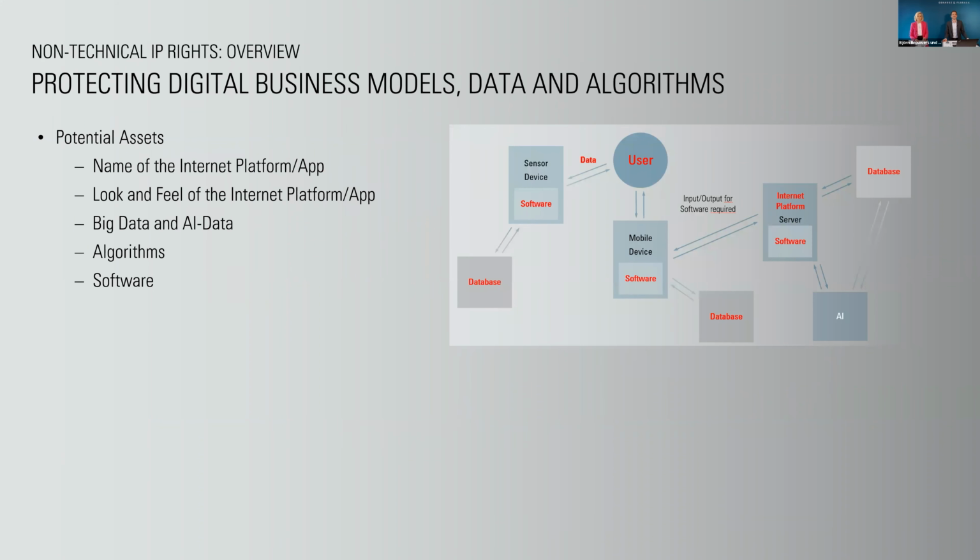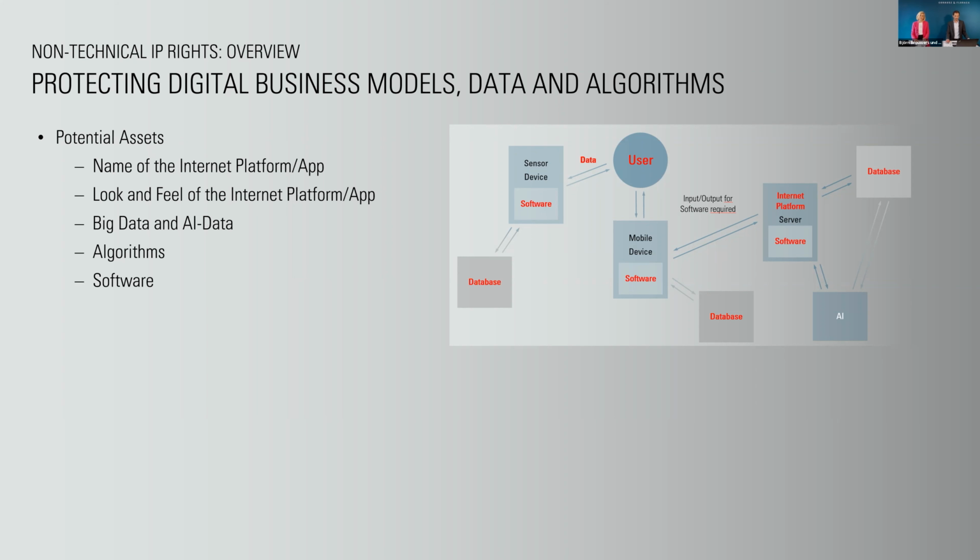I picked out the assets that may be relevant here. This may be the name of a platform or app which the user is using. It may be the look and feel that I have on this platform and in this app. It's big data and AI data and other data, also user data, which is relevant for the products. It's the algorithm which is behind it, and it's the software that is used.